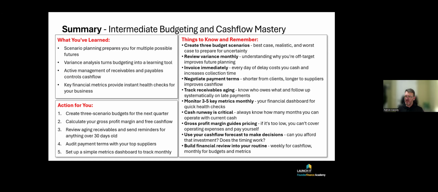And build this into your weekly routine. It'll become a lot easier to manage when you do this on a regular basis and you become familiar with the different metrics and how your business ebbs and flows over time.